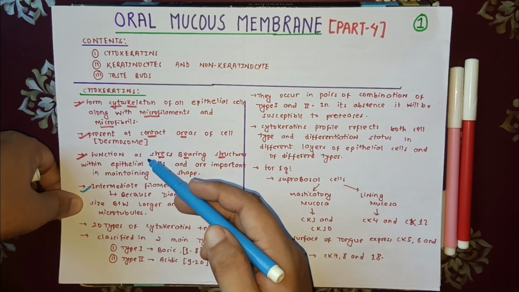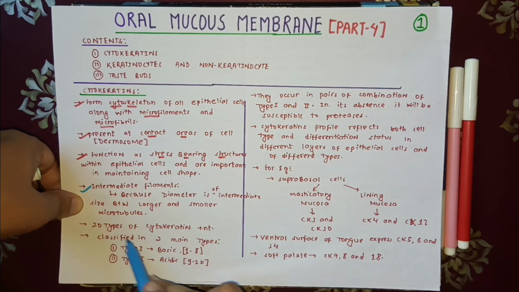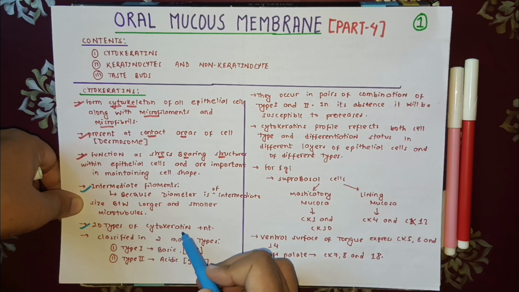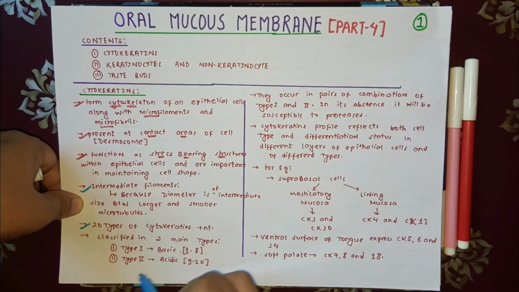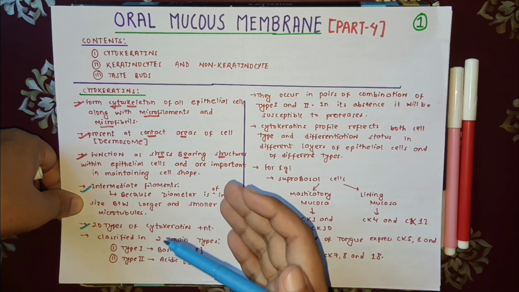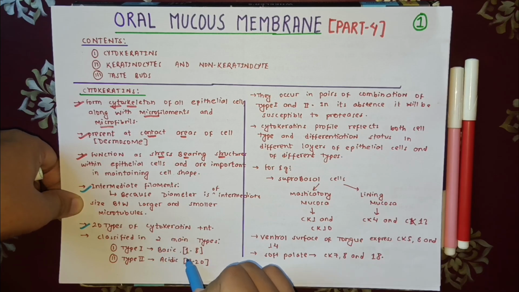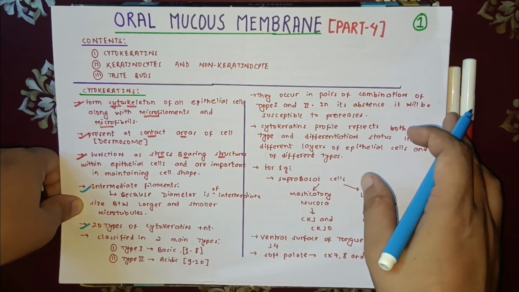Another name of cytokeratin is intermediate filaments, and there are 20 types of cytokeratin present. Among those 20 types, we have classified the cytokeratins into two types: type 1 and type 2. Type 1 is basic and type 2 is acidic. Cytokeratin types 1 to 8, like collagen type 1, collagen type 2, come under the basic category, type 1, and types 9 to 20 come under acidic, the type 2 group.